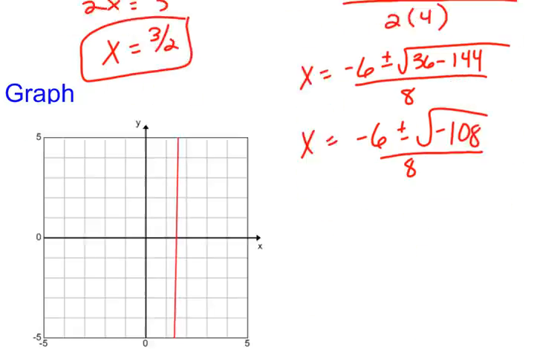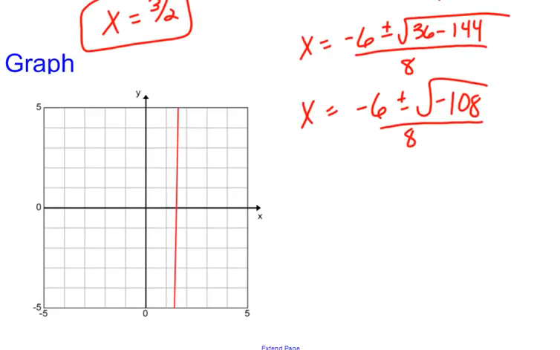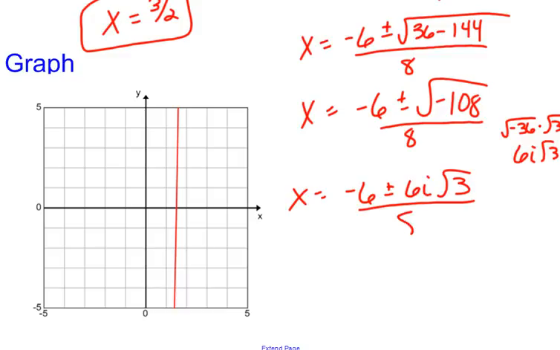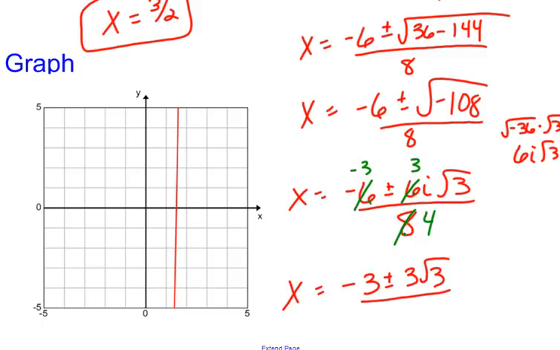So again, I'm going to try to break this down. I have 6's involved here, so I'm going to see if it divides by 36. 108 divided by 36 is 3. So I'd have the square root of -36 times 3, which would be 6i root 3. So here I have -6 plus or minus 6i root 3 over 8. Because my 6 and my 8 can all be reduced by 2, I do that. So my final answer is -3 plus or minus 3i root 3 over 4.